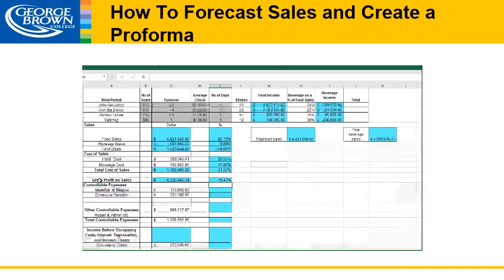Next, we have our controllable expenses. So we're given all of them. We're given our salaries and wages, employee benefits, other controllables. Oh, I think this was supposed to be right here. 668,217.87. Sorry about that. And then we have to calculate the cost percentages.